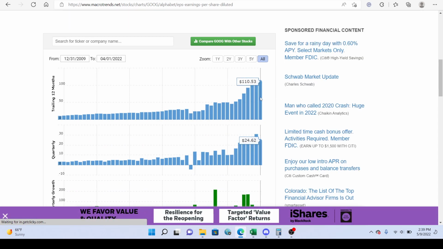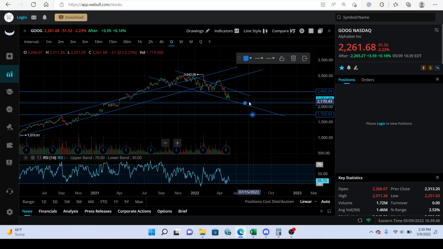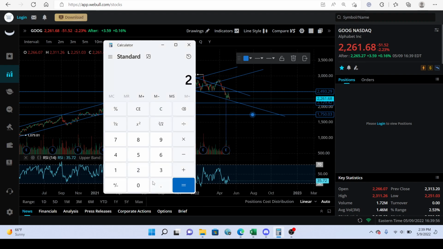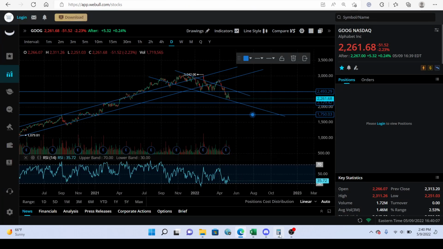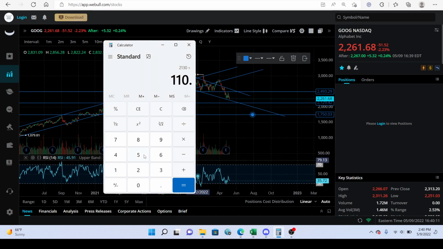Yeah, Google right now is like 110 earnings per share, 110.53. So if we were to go down to this 2.3, let's calculate that. 2,130 divided by, what was that number again? 110.53. So yeah, that'll be like a 19 PE. So let's look at 1750. And yeah, that'll give us like a 15.8 PE. I think Google will definitely be a buy around this area.